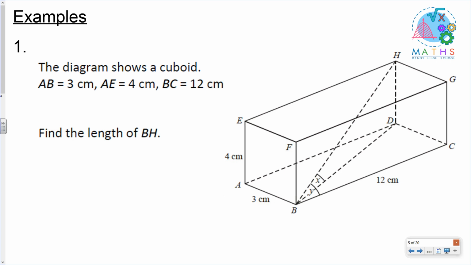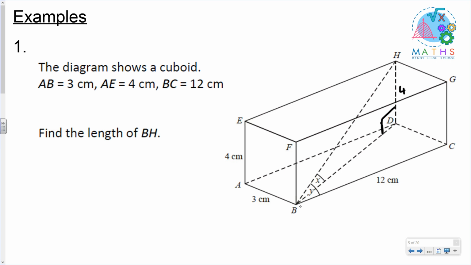Now B to H is a space diagonal. It is going through the space in the centre here of the cuboid. And we have been shown here a triangle, and it's in fact a right angled triangle here at D. So we'll mark in a right angle. So we are calculating this longest side here. We would therefore need to know this shorter side here, which we do. It is 4. And we would also need to know this diagonal length here, B to D. Now we don't know that for the time being.